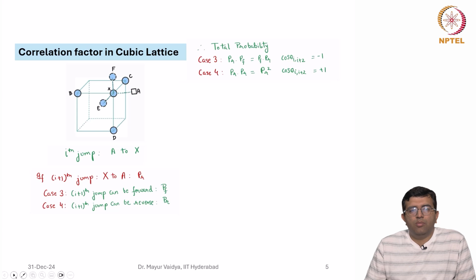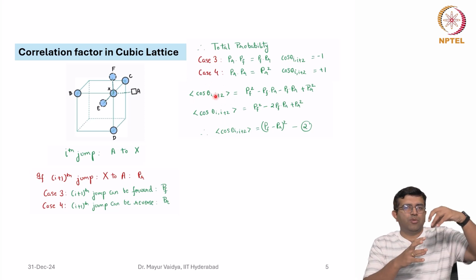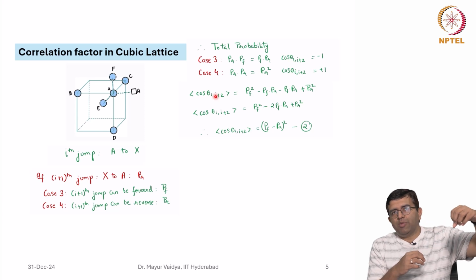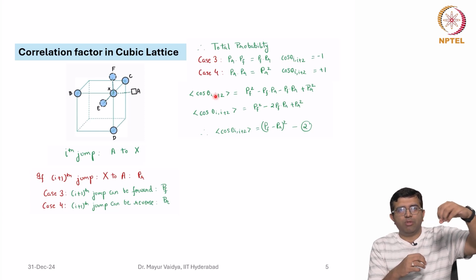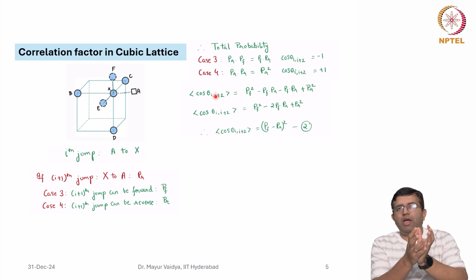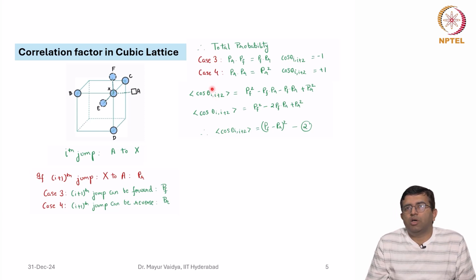Now, therefore, the average of cos theta I plus 2 over all atoms, because there will be some where the ith jump is A to X, and then the I plus 1 jump is from X to B, and the I plus 2 jump is again in the forward direction. So there will be some number of atoms which will follow this jump sequence. There will be some atoms which will follow the jump sequence denoted by this probability. There will be some which will follow this.